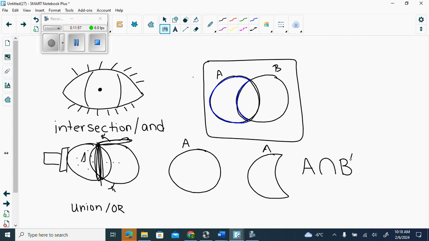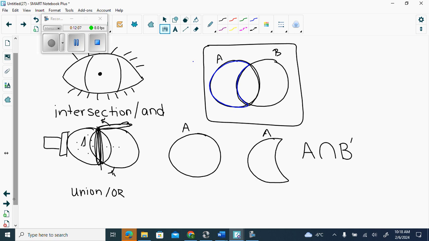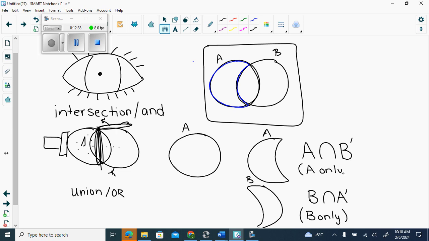Remember when you have the crescent moon? It's I want A but not B. I told you could say but not instead of and. Now what if I had the crescent moon of B? Okay, this is my B. This one would be B and not A, correct? That's the difference. So this is a fancy way of saying B only. And this is a fancy way of saying A only. It means the overlap I'm not counting, right?